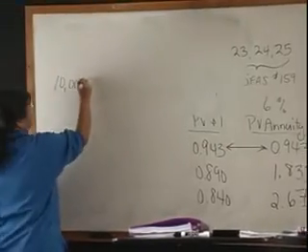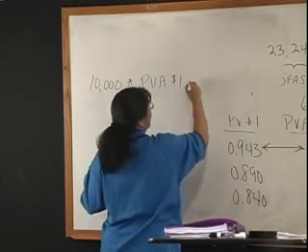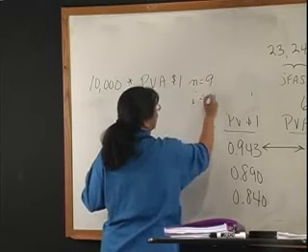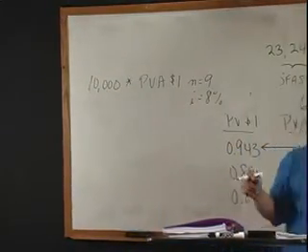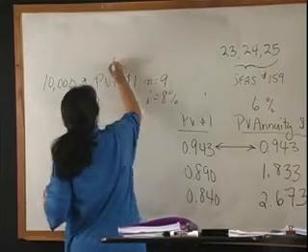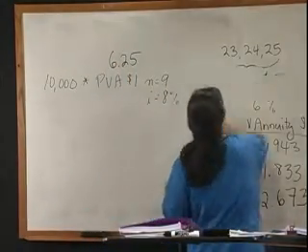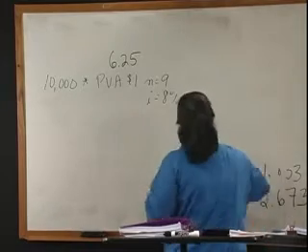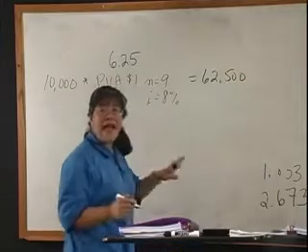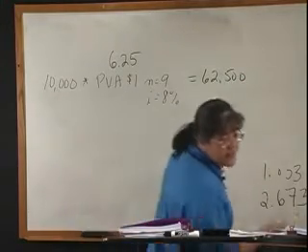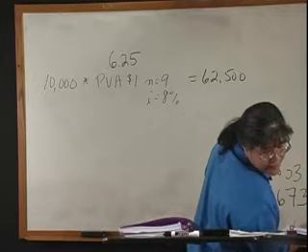So when you do this, all you're going to do is take the 10,000 and multiply that by the present value of the annuity of $1 for 9 periods at an interest rate of 8%. That factor is 6.25, and this is going to give you $62,500. Now, how would I write this? How would I put this on my balance sheet? Is this a note payable or a note receivable? This is a note receivable.